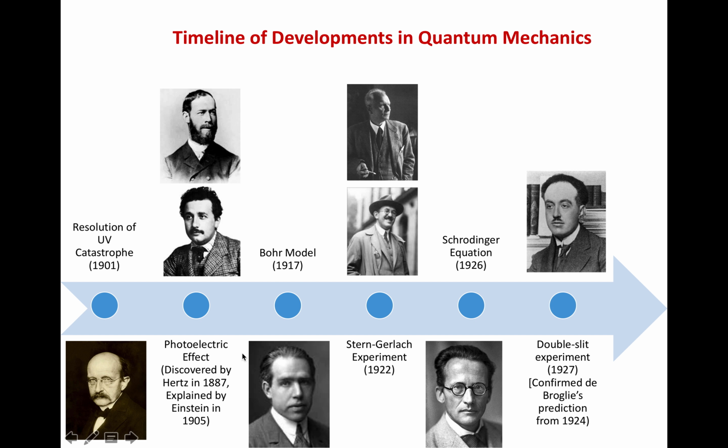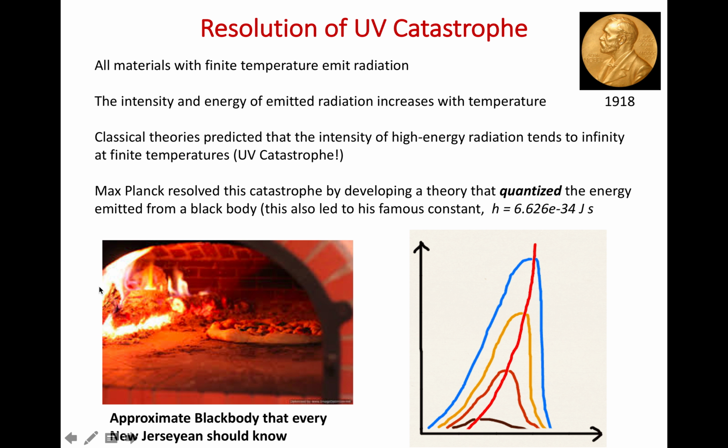About a decade after Hertz and Einstein, we've got Niels Bohr, who's writing down a very simple quantized model of the atom. About 5 years later, we've got the famous Stern and Gerlach experiment, which we've talked quite a bit about. And then 4 years later, we've got Schrodinger, who actually starts to write down the laws of quantum mechanics. Okay, so we're really at the beginning with Max Planck.